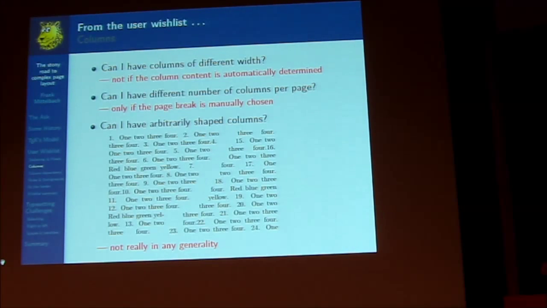The page break is not a natural thing in your document. Unless you explicitly end something, then of course you have control and you can change the columns. But if it just flows, you have the same problem coming from TeX. And the third one, which I found very nice, was: can I have arbitrary shape columns? Yes, David Carlyle came up with this one, but it is not really general what he did. I mean, you can imagine what he did.